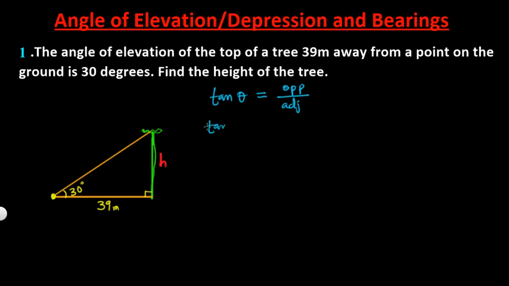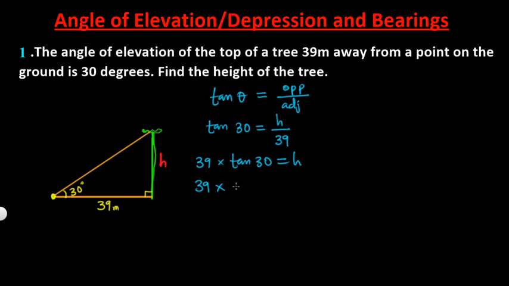Here we have tan 30 degrees equals the opposite, which is the height, divided by the adjacent, which is 39 meters. So multiplying both sides by 39, we have 39 multiplied by tan theta equals h, the height of the tree. So this will then become 39 multiplied by the value of tan theta.